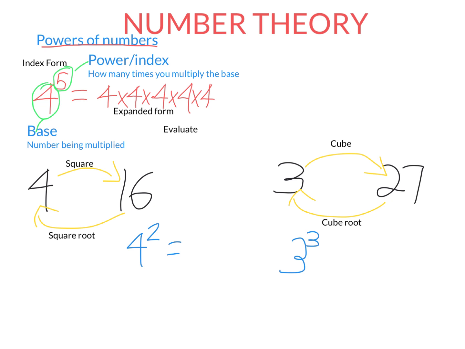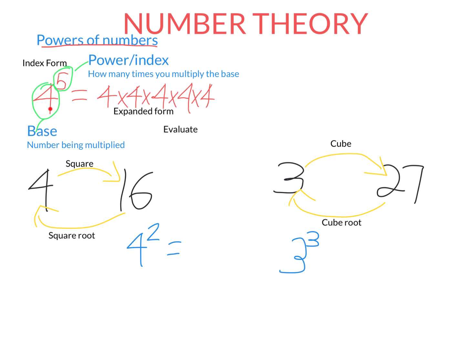So what is a power? You've probably seen an expression like this before. We call this larger written number the base and the smaller written number here the power or the index. So we read this as 4 to the power of 5. This number is said to be in index form because it's something to the power of something. So what exactly does that mean?